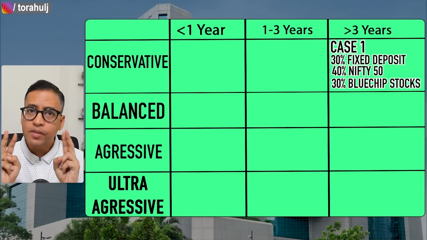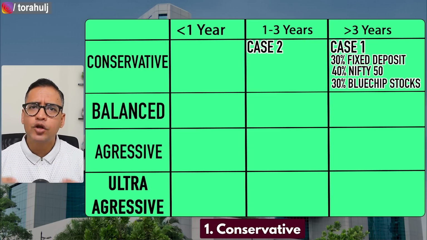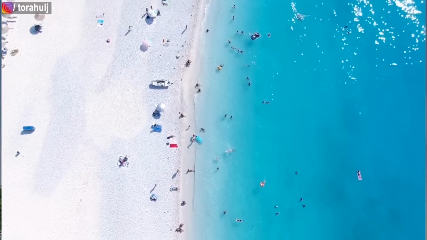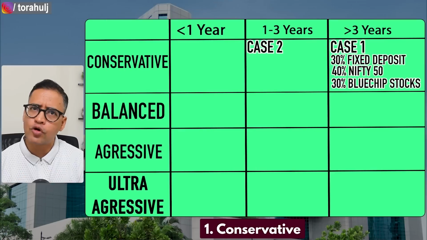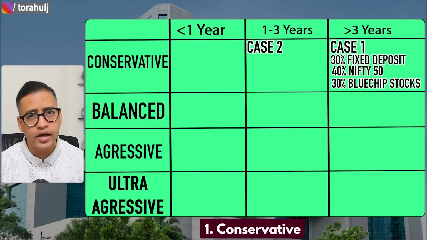Let us move to case number 2, which is you are a conservative type of investor and you only want to invest your money for a time horizon of between 1 to 3 years. An example might be that you want to go for a holiday in the next 1 to 3 years and you want to invest 1 lakh rupees for your holidays. You do not want to lose even a single rupee out of this 1 lakh rupee because this holiday is important for you.